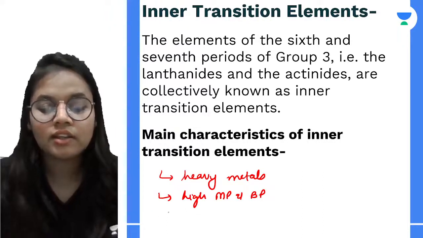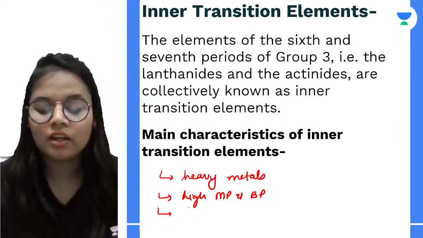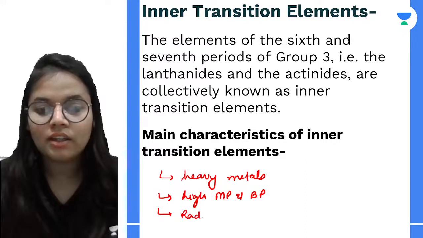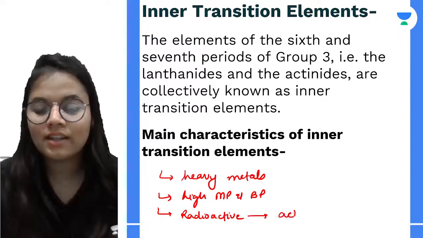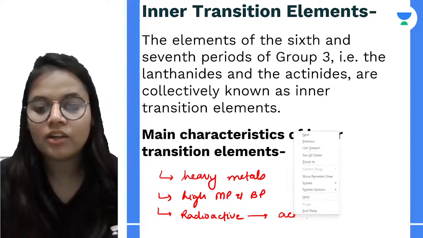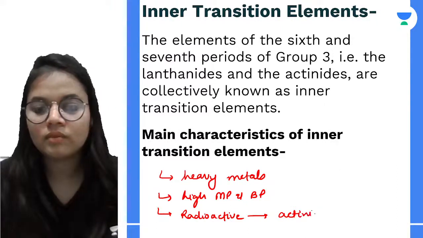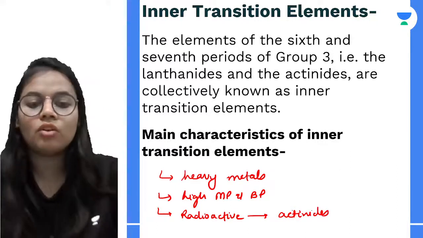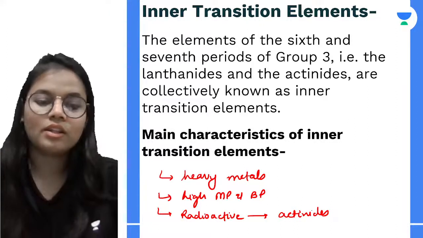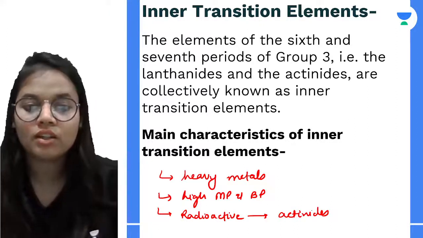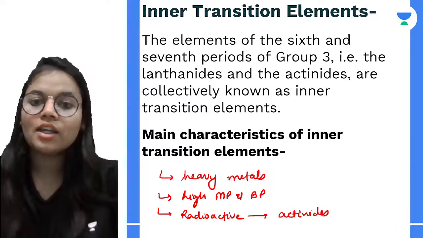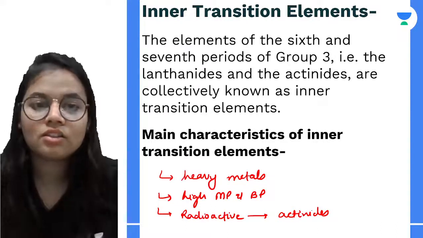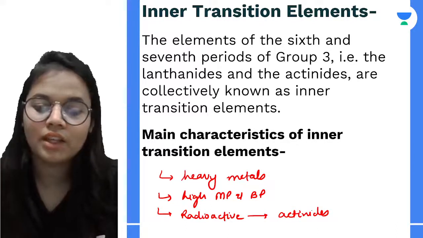Then the elements over here are basically radioactive. If I talk about actinides, these are radioactive, and some of them are not even found in nature. They are made in special laboratories. So these are the properties or characteristics of inner transition elements.